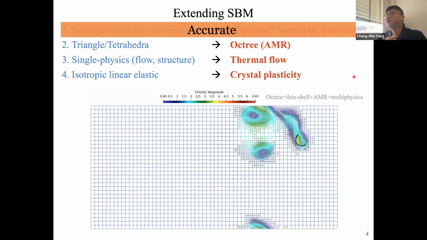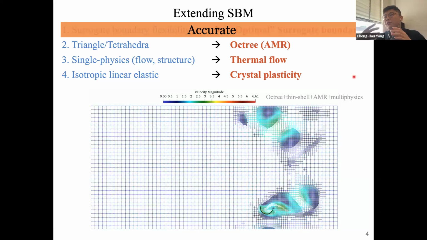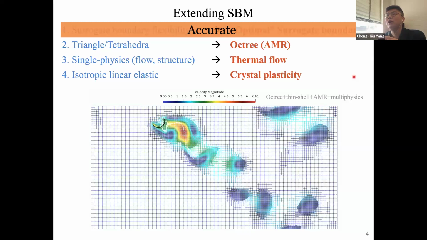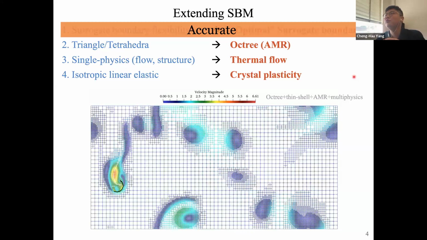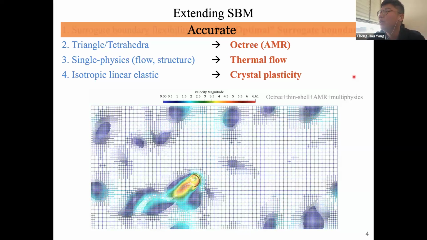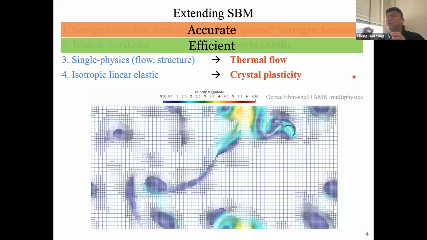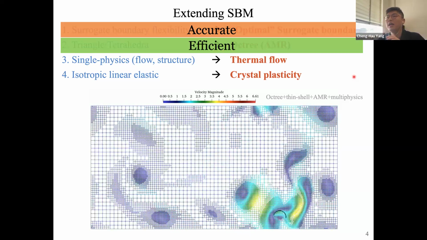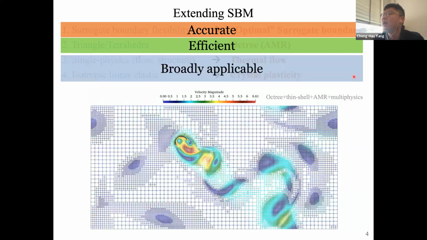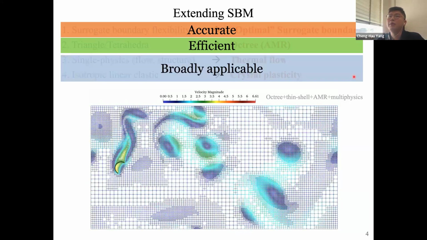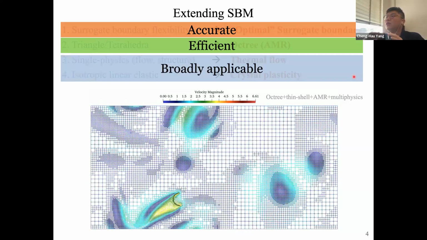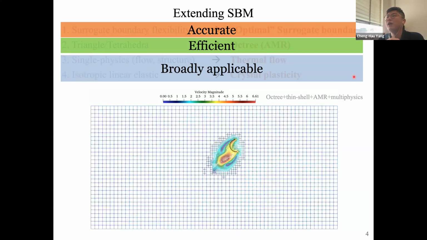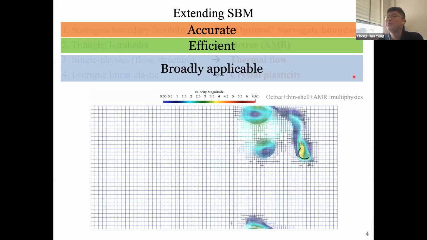So basically the presentation can be summarized as making the shifted boundary method more accurate through the optimal surrogate boundary, and making the shifted boundary method more efficient through the octree and adaptive mesh refinement. And the last is making the shifted boundary method more broadly applicable through applying it to the thermal flow problem and the crystal plasticity problem.